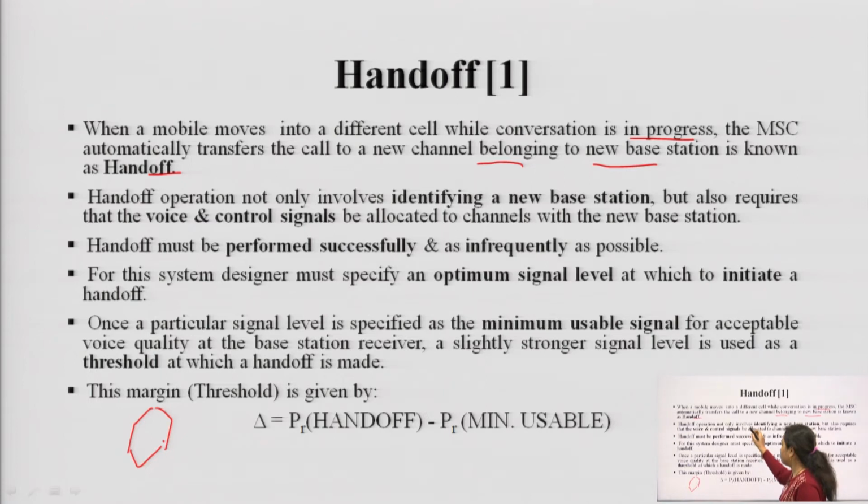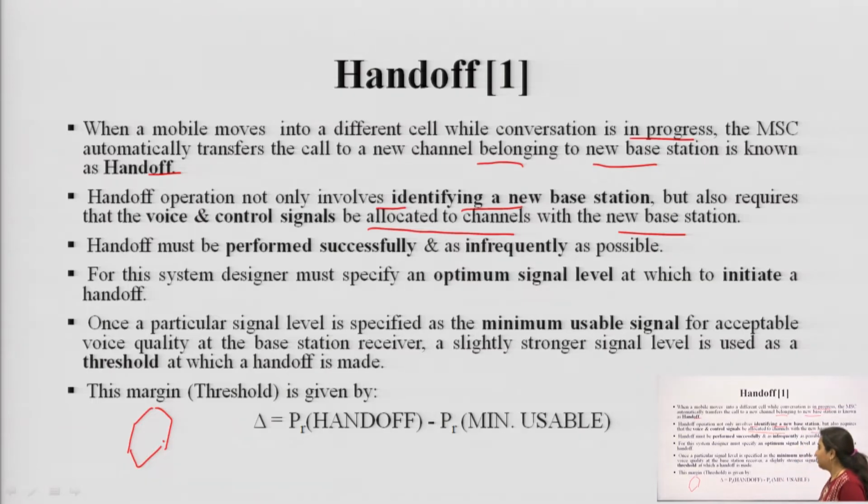Now, the second one: handoff operation not only involves identifying a new base station, but also requires that the voice and control signals be allocated to channels with the new base station. This means that I am moving from one cell to another. The initial cell is known as the home location register and the new cell is known as the visitor location register, which relates to the word roaming that you have all learnt. My phone comes under roaming, which means another type of call charges will be made. Secondly, the voice and control signal will be transferred from one base station to another, which is required for making the handoff procedure smooth. That is the case of handoff.